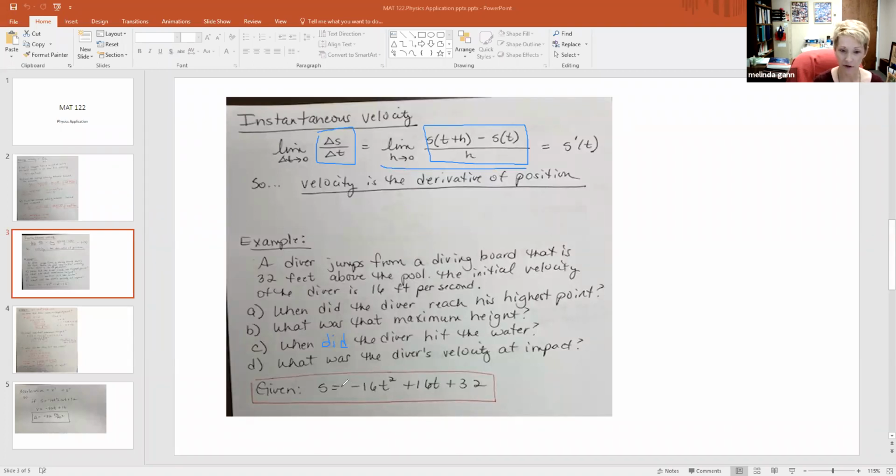Now, what I want you to understand is s is a distance. So when you plug a time in, it'll tell you where the object is at that time. So if you plug a 1 in for t, it's going to tell you how far above the earth that object was after 1 second. If you plug in a 2.5, it's going to tell you where that object was 2.5 seconds after you threw it. All right, so let's kind of go look, and we're going to work these kind of one by one.